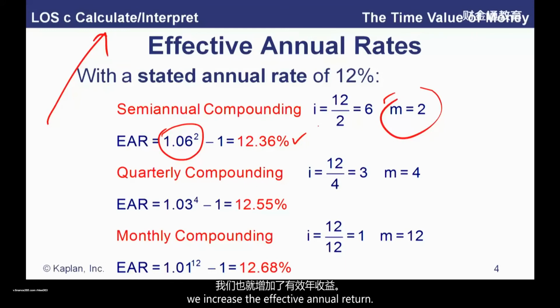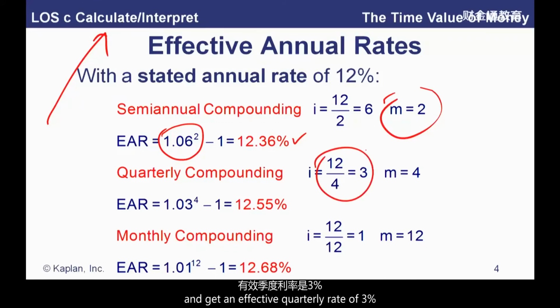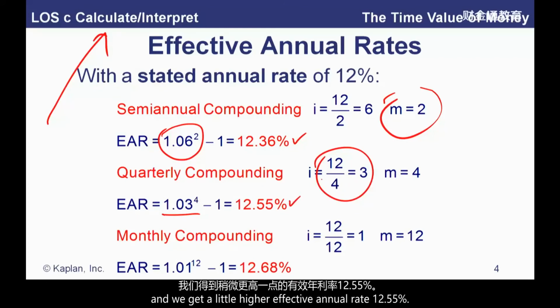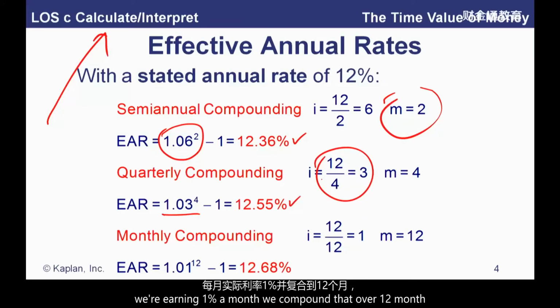Now, the next thing I want you to notice is as we increase the number of compounding periods, we increase the effective annual return. So with quarterly compounding, we divide 12 by 4 and get an effective quarterly rate of 3%. And then we compound that for 4 quarters, just the same way we did with the semi-annual compounding, except now we have 4 periods, and we get a little higher effective annual rate, 12.55%.